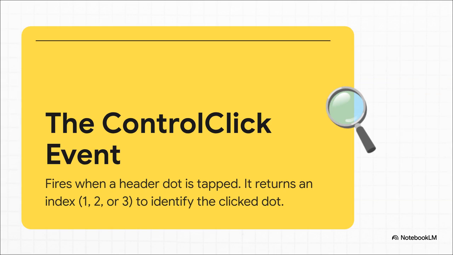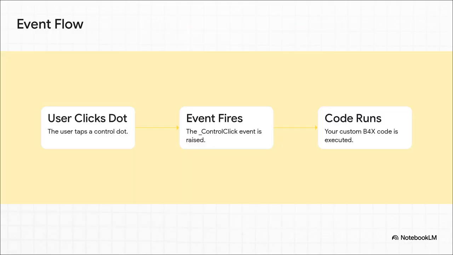So how do you make those little dots do something? It's actually super simple. It all centers around one event, control click. When a user taps one of those dots, this event fires. And what's really cool is it even tells you which dot was clicked, 1, 2, or 3. So your code knows exactly what to do. So let's just walk through that flow. It's this clean 3-step process. The user taps a dot, the component fires that control click event, and then your custom B4X code runs in response. Boom! Simple, clean, and straightforward.